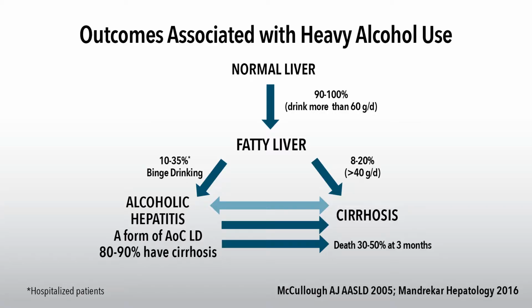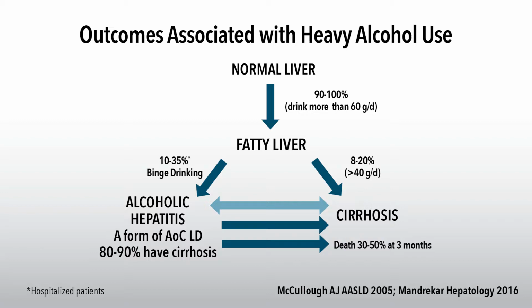The next slide talks about moving from a normal liver. Drinking more than 60 grams a day will move a patient relatively quickly to fatty liver. And with binge drinking, alcoholic hepatitis is more likely, whereas chronic low-level alcoholic exposure is more likely to lead you to cirrhosis. And of course, those patients might be binge drinking on top of their background alcohol consumption.